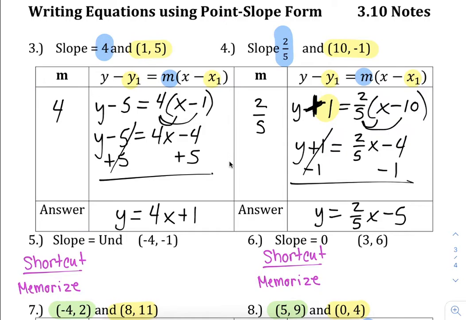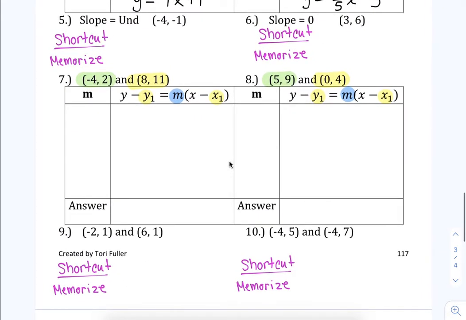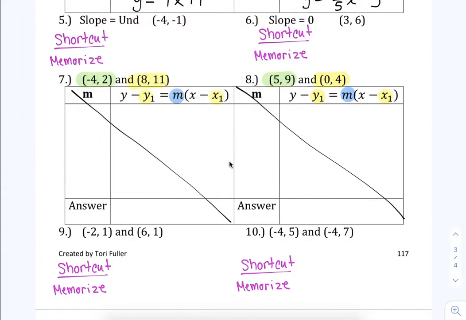All right, go ahead and pause the screen if you need to on 3 and 4. I'm actually going to show you some shortcuts for the rest of this. Perfect. Okay, so on 5, 6, and 9 and 10, will you guys go ahead and cross off these two? We are not going to do 7 and 8, but I do want you to write shortcut and memorize next to 5, 6, 9, and 10. Okay? Notice there's not a lot of space to solve these, and that's on purpose. I do not want you to do work on these problems. I want you to memorize this. Okay? All right. So let's start with number 5.